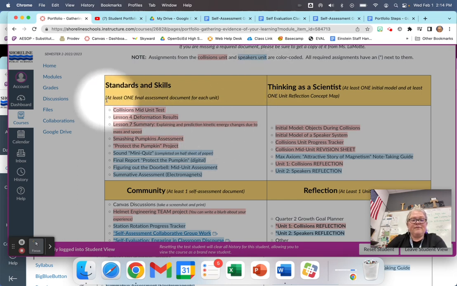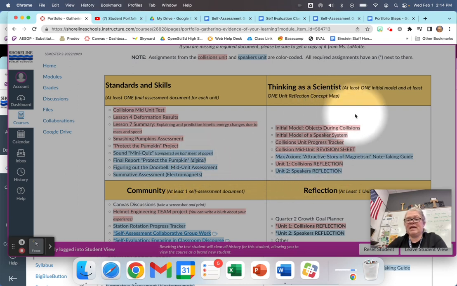The next thing is, for each of the 4 categories, I give you a caveat or something that you must do for each of these 4 categories. While you do get a lot of choice in what you put, you do need to have some particular documents. For the case of standards and skills, you have to have at least 1 final assessment for each unit. So in other words, you have to have something from the collisions unit, you have to have something from the speakers unit. You can't just choose to have a final assessment or a summative test from 1.